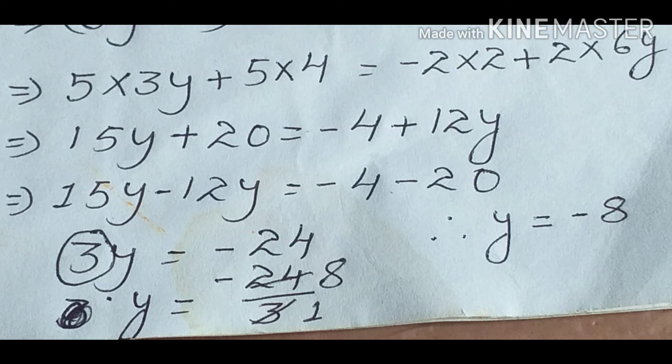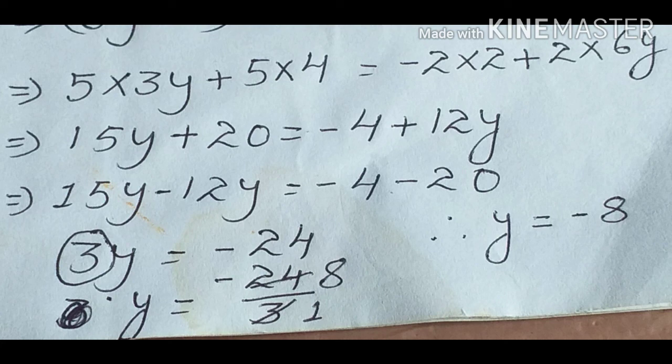So now in the next step, 15y - 12y, you have to subtract the numbers. 15 - 12 will be 3y. Clear? Equals to, and minus, we know we always have to add. So 20 plus 4 will be 24, and the sign will be negative only. When both numbers are negative, the sign is negative, but you have to add the numbers.